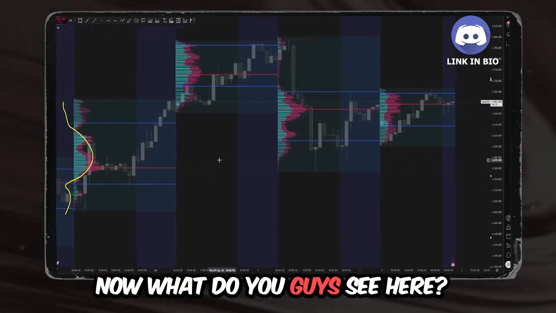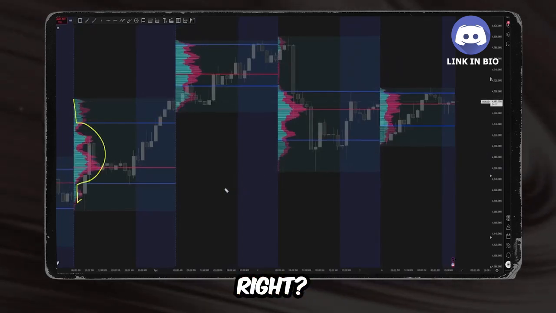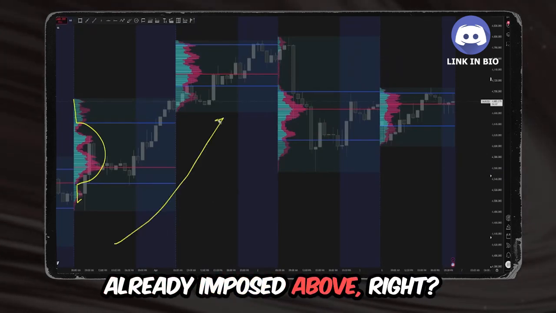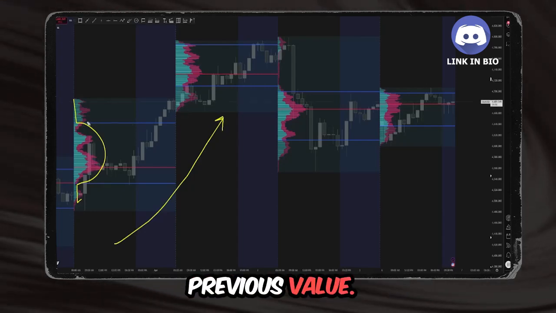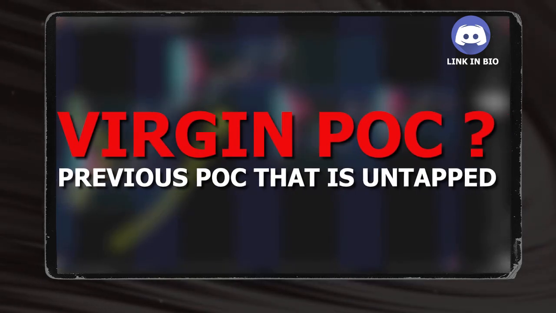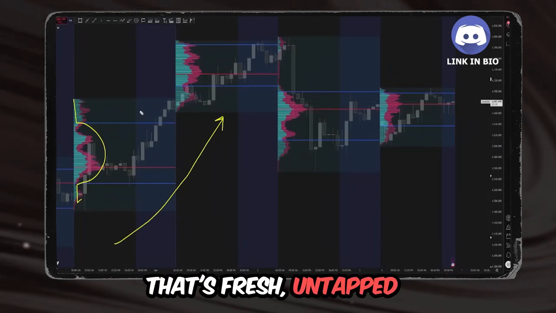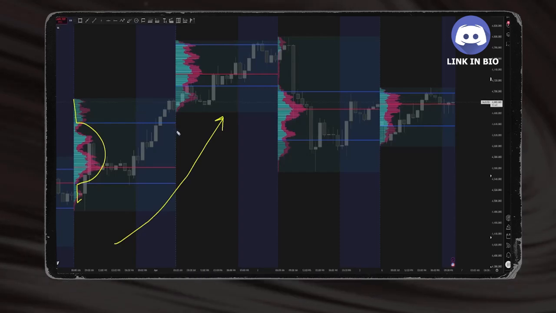Now, what do you guys see here? What shape is this? D shape, right? But the thing that already happened is we already impulsed above, right? We already broke above the high, right? Like we already broke previous value. So this is what I like to call the virgin point of control. The virgin point of control that's fresh, untapped, and ready for the next price to pull up.